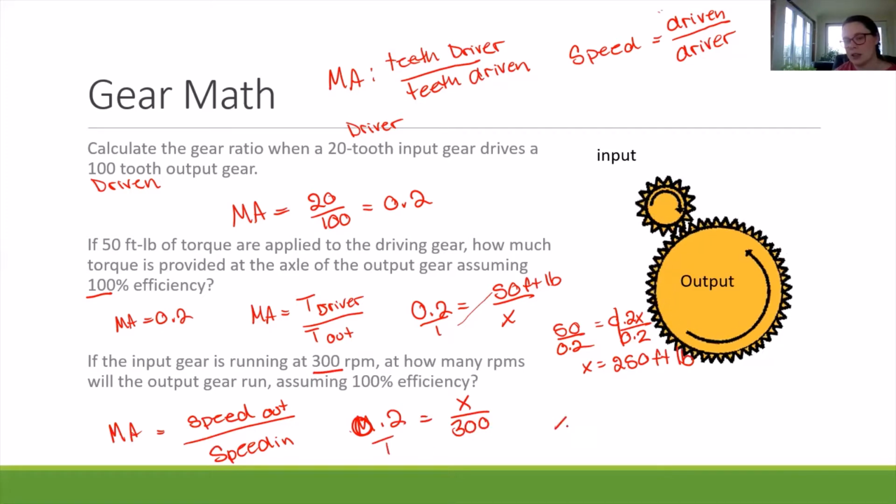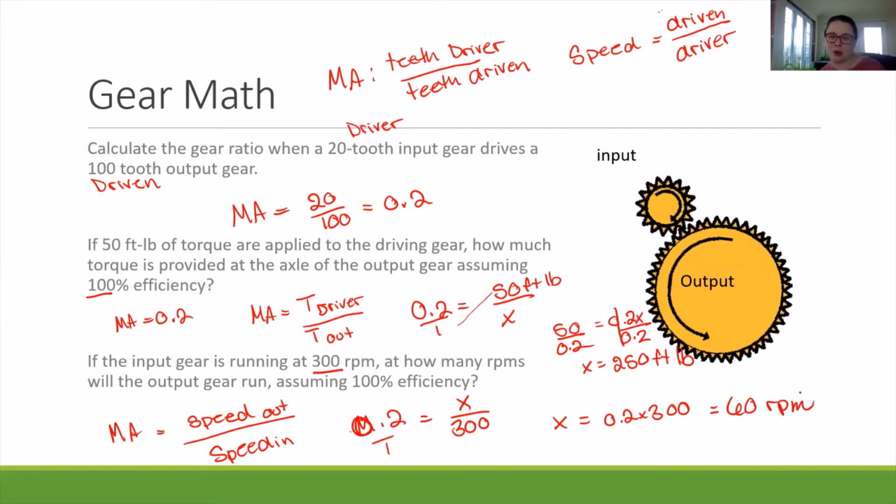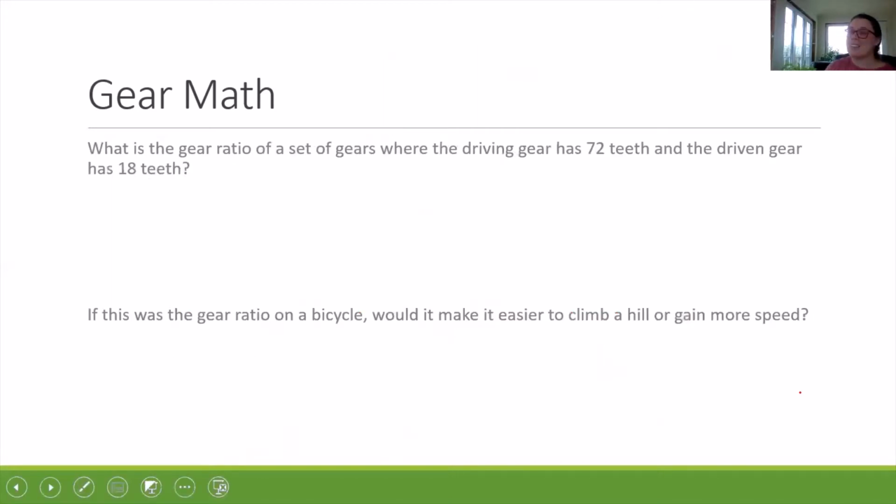1 times X is X. 0.2 times 300 gives me 60 RPM. So it moves slower. So again, we're back to first semester gear ratios. Pretty simple. Last but not least, one quick question.